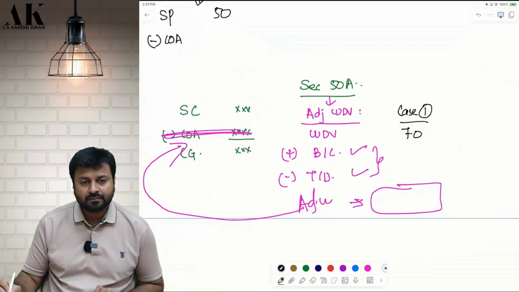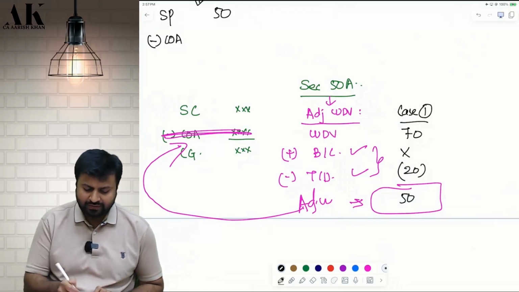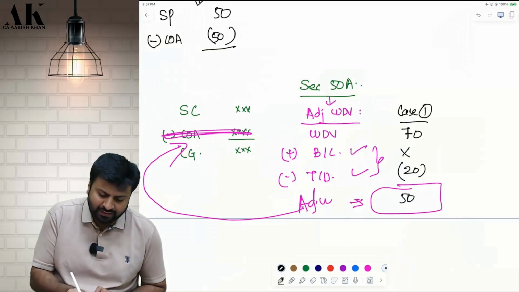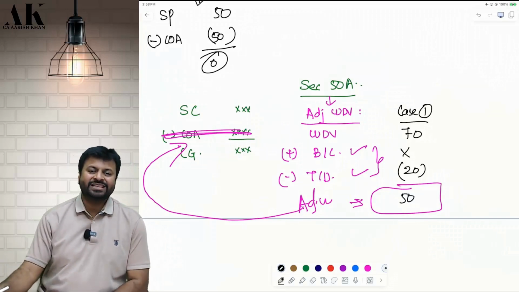70. Is there any balancing charge in case 1? No. Is there any terminal depreciation in case 1? 20 rupees. Therefore, adjusted WDV came to 50, cost of acquisition 50, capital gain 0. Can you see this?